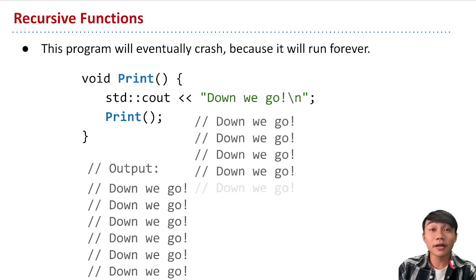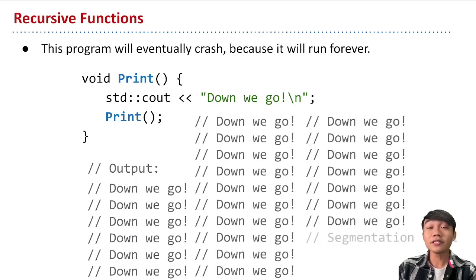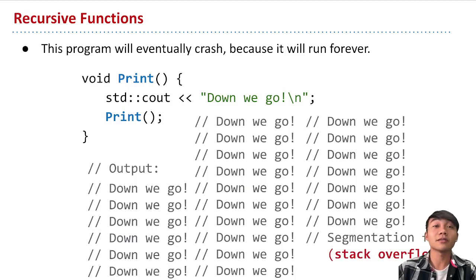It would keep on printing out "down we go" until you get something like a seg fault here. The reason for the program to crash is that we've run out of space in the stack. The particular issue when the stack runs out of space is called stack overflow.